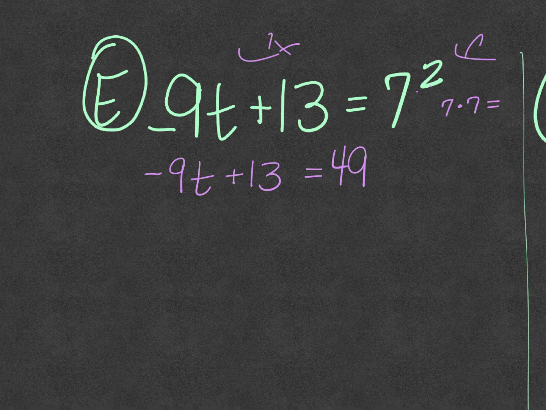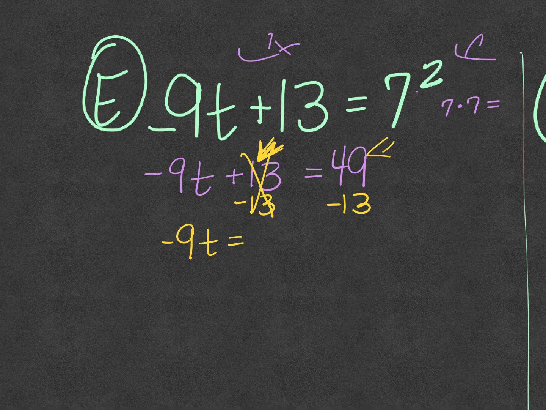I'm going to start with my 13. And what is the opposite of plus 13? It is minus 13. Cancel. Negative 9t equals, what is 49 minus 13? Why am I subtracting? Well, notice that I have a positive here and a negative here. So when you are adding a positive and a negative, you subtract and keep the sign of the larger number. All right, so negative 9t equals 49 minus 13, which equals 36.